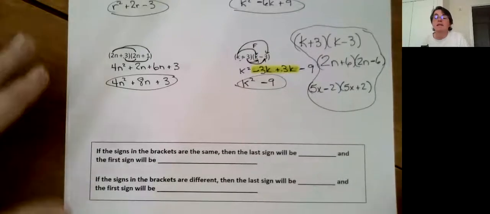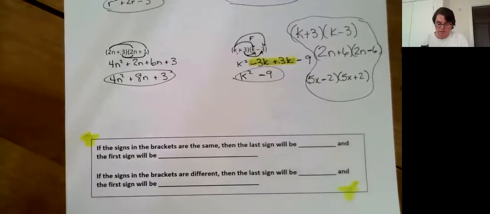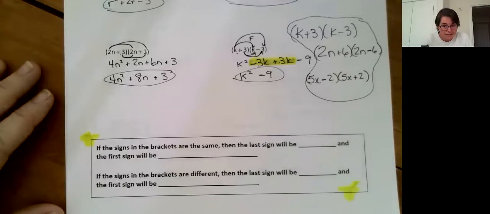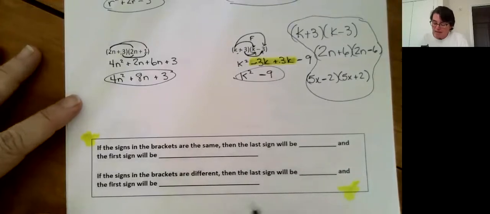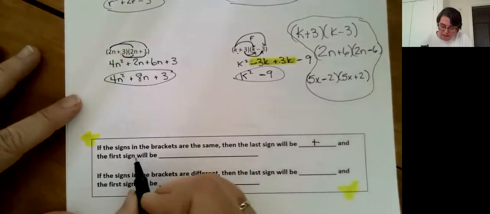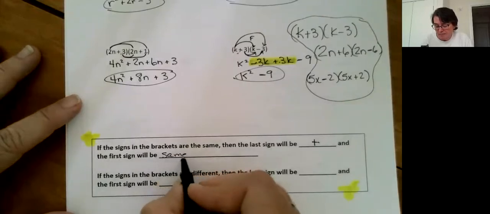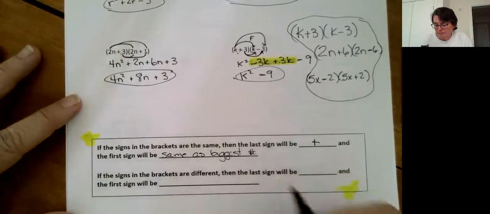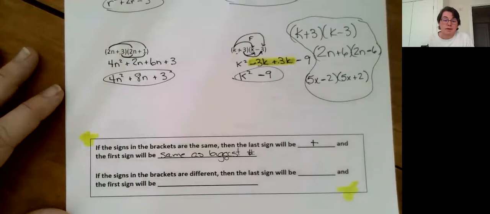Now, the stuff at the bottom is hugely important. Because the mistake that I tend to make, and a lot of students tend to make, is sign errors. So, things to remember. If the signs in the brackets are the same, the last sign will always be positive, and the first sign will be the same as the biggest number, which really isn't much of a challenge. I could have said smallest number, and it still would have been okay.